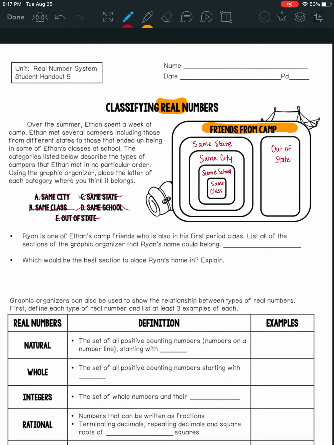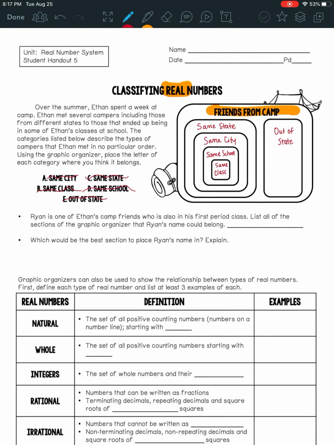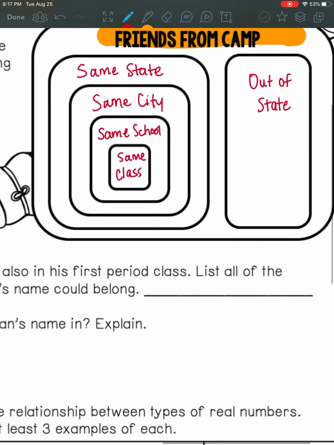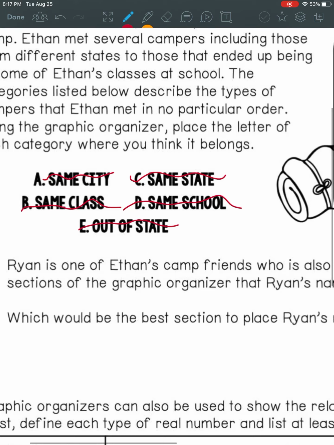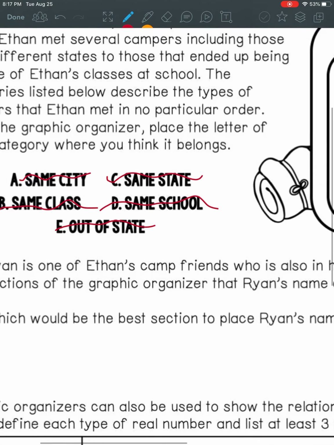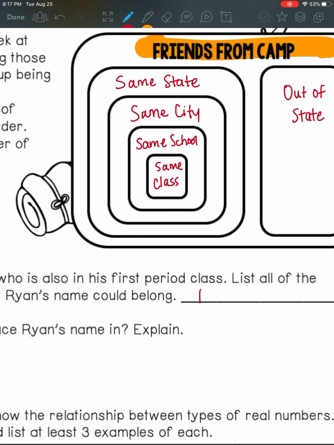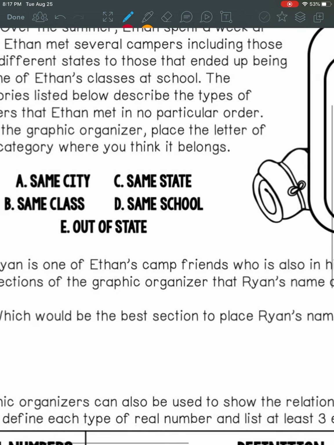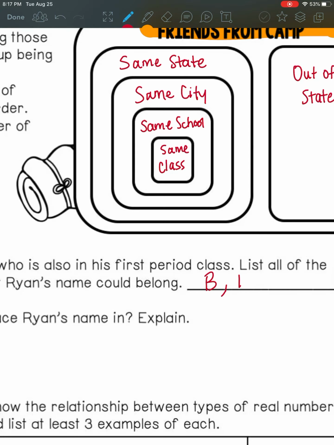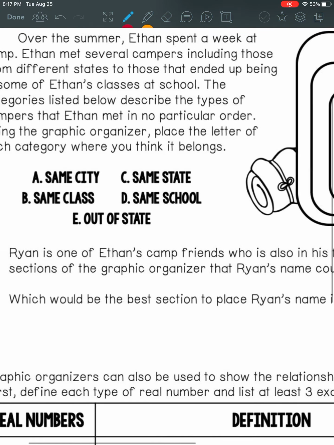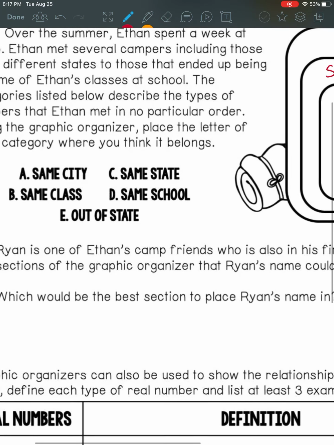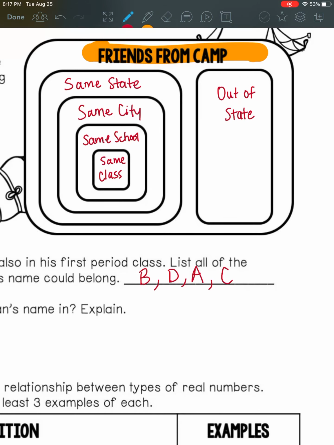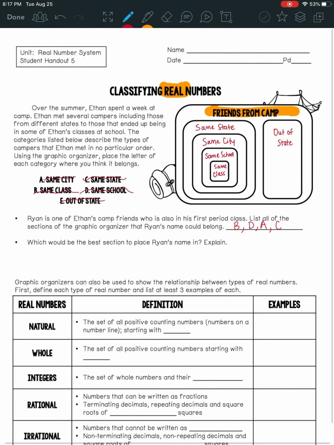Ryan is one of Ethan's camp friends who is also in his first period class. List all of the sections of the graphic organizer that Ryan's name could belong to. If they're from the same class, and off to the right here I'm using the letters identified, same class is B. That also means they're the same school, which was D. That also means they're from the same city, which is A. And that also means they're from the same state, which was C. So they're from all of these categories.